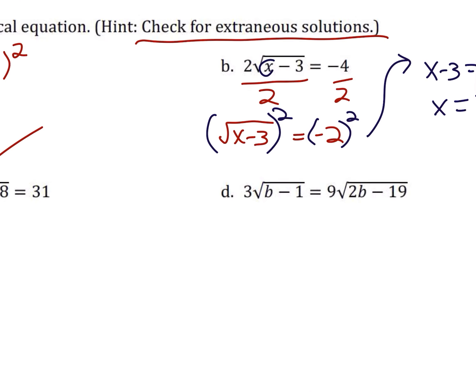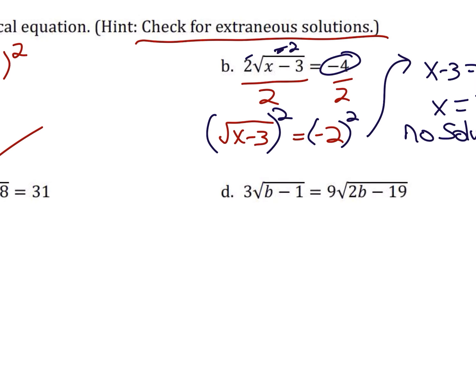But the problem is, if you put 7 in for x, you'll have 7 minus 3, which is 4, and the square root of 4 is 2. So we end up with 2 times 2, and it's a positive 2, but it's just 2 times 2, which is 4. But wait, a positive 2 times positive 2 is a positive 4, and they're telling us it's equal to a negative 4. So this problem has no solution.